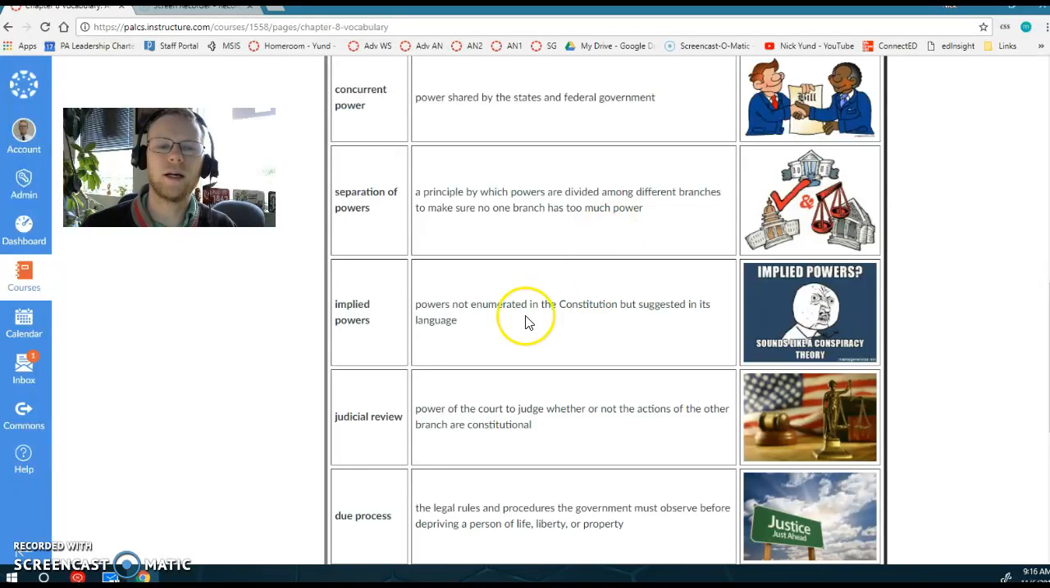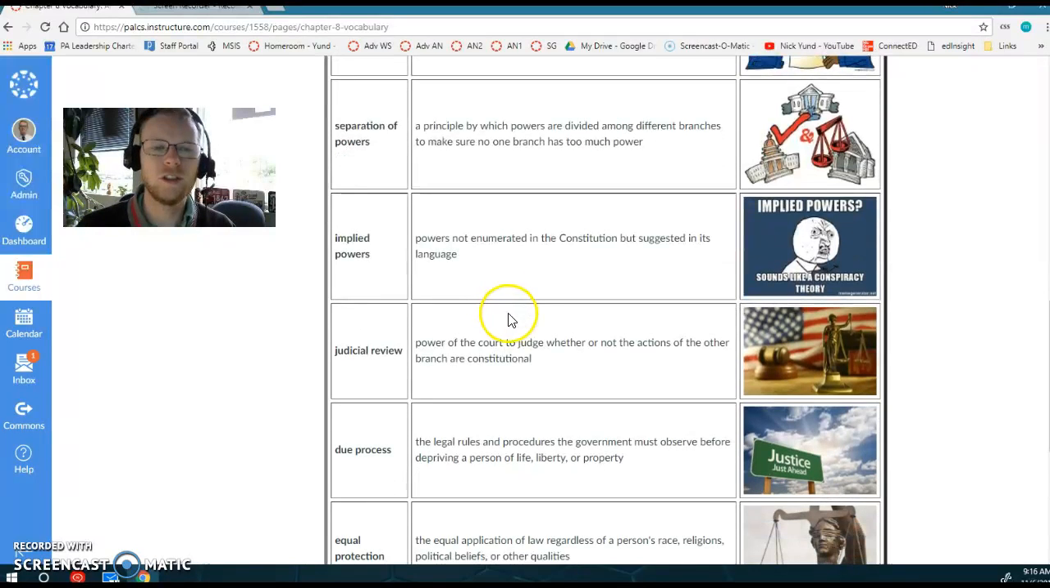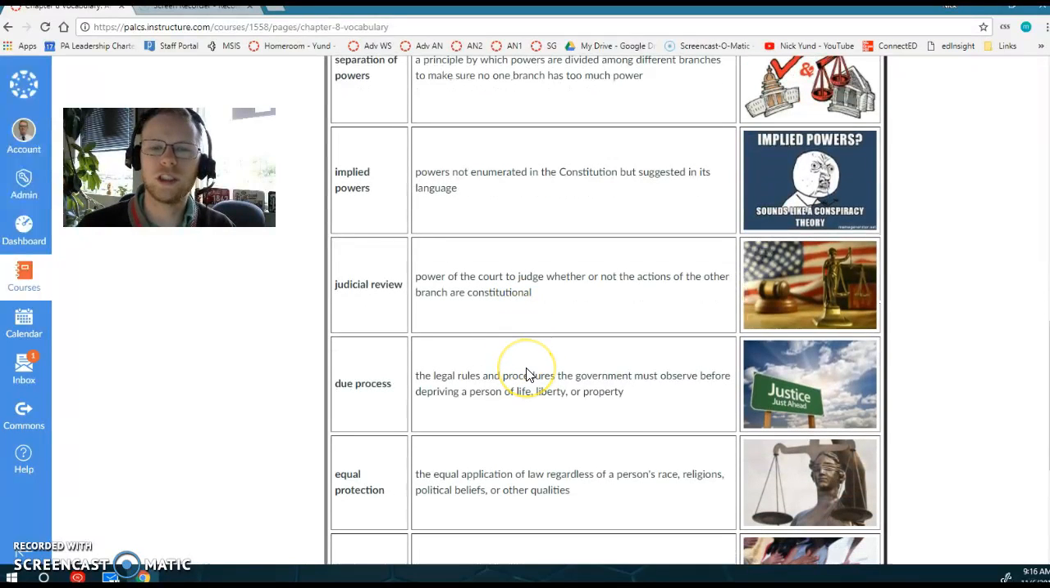Let's see, implied powers. Powers not enumerated in the Constitution but suggested in its language. So if you imply something, it's not specifically said, but you kind of get the idea that it's there. That's an implied power. Judicial review is the power of the court to judge whether or not the actions of the other branches are constitutional. That's basically when they're talking about things being unconstitutional.